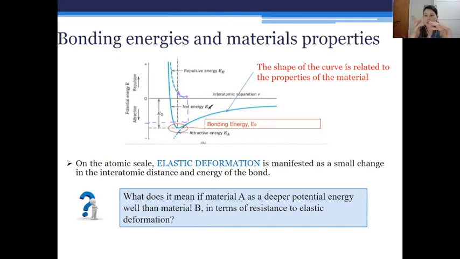Okay, so depending on whether I have an energy well that is deeper or that is larger, the variation of this energy will be higher if I have a deeper potential energy well than if I have a larger energy well, because the change of this energy will be different, higher in the first case than in the second case.